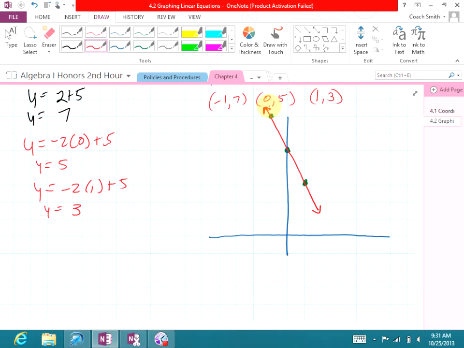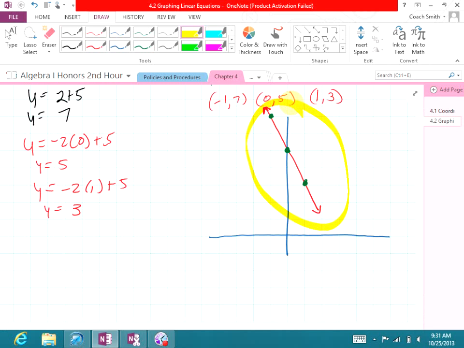So, this part right here is the actual answer. Okay, because they've asked us to graph, come up with a table of values, then to graph it. Understand that I could have come up with any values, but the line is going to look very similar to that.